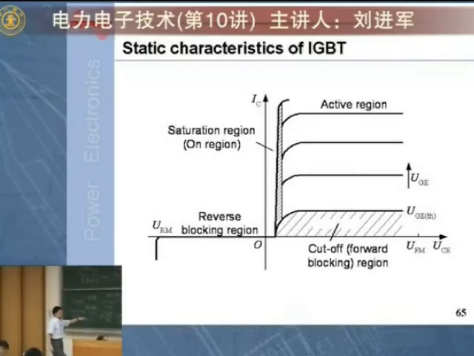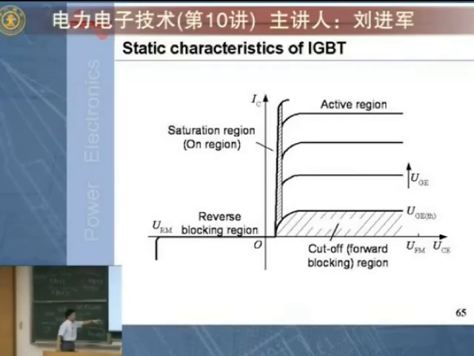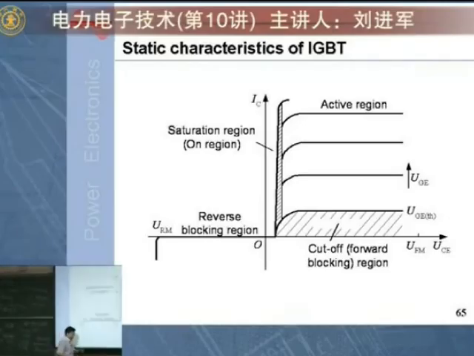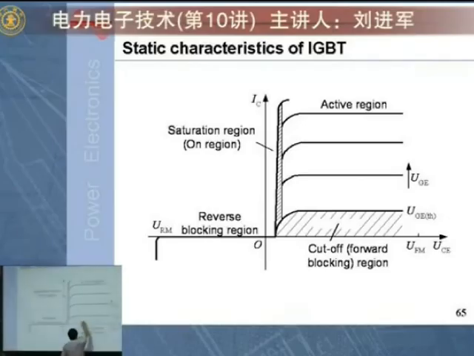You do have similar static characteristics. Three areas again: the cutoff region, and this region, which for a transistor we call the saturation region. For MOSFET we call that the ohmic region.